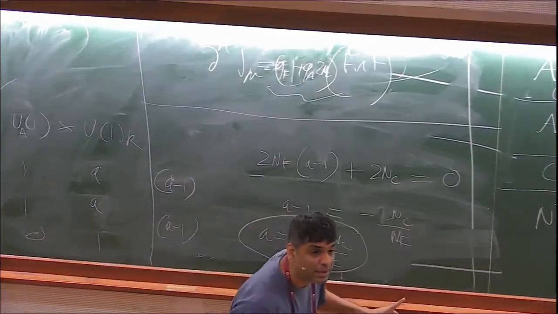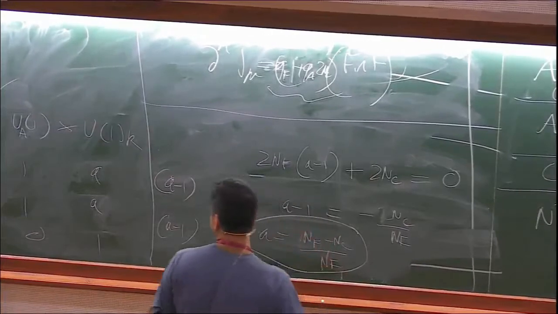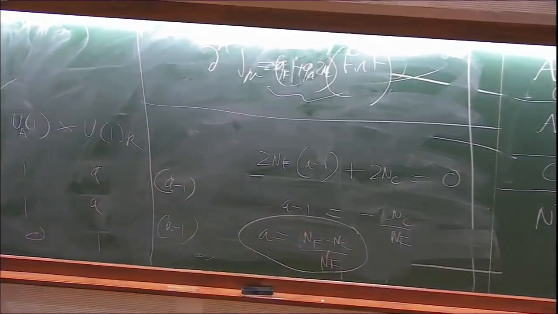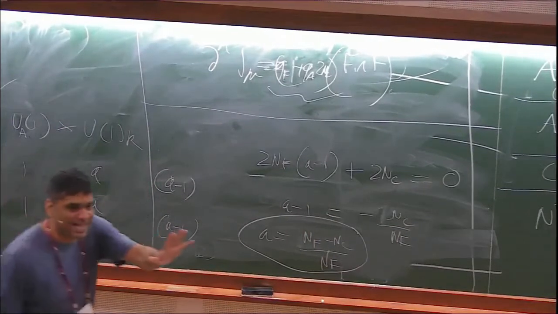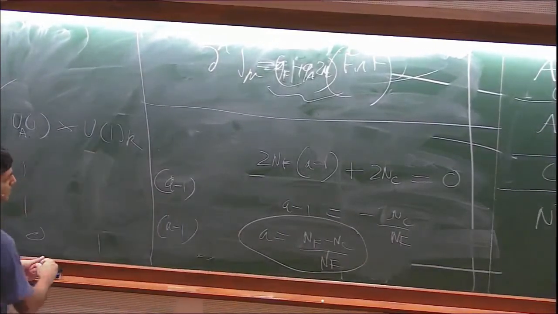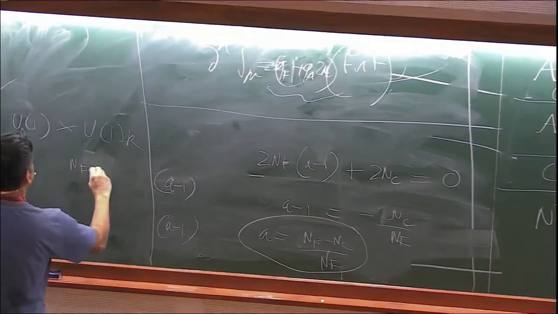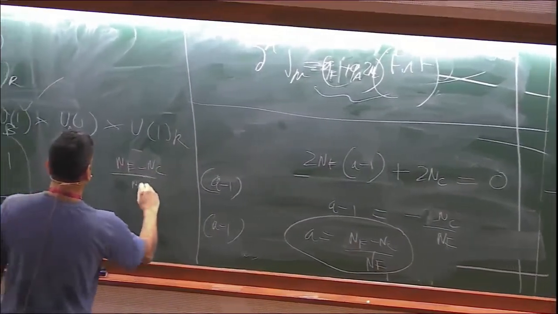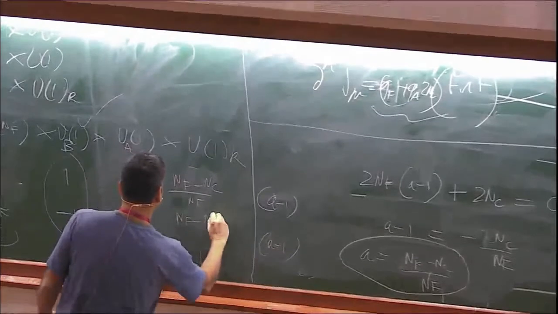Why are they equal? We could have mixed with a part of the baryon number, but that would not have contributed to the anomaly. The reason we're giving these guys charge is to cancel the anomaly, so there's no reason to give that part. Therefore, we can replace these A's with (NF minus NC) by NF and (NF minus NC) by NF.